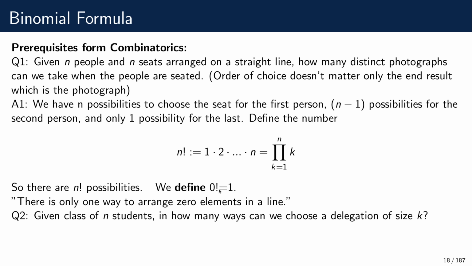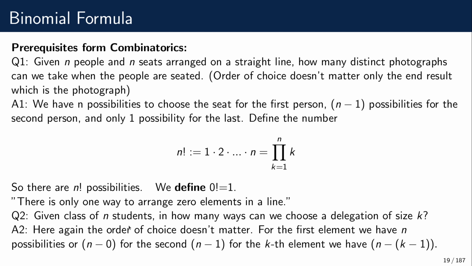Okay. So let us now ask another question. Suppose that we have a class of n students, and we ask the question, in how many ways can we choose a delegation of size k of these students? So suppose we have a class with n students, and we want to choose the football team. How many possible combinations of football teams could we have? How many choices? We can start applying the same reasoning again. For the first team member that we choose, we have n possibilities, but let's write this as n minus 0. It might look weird to write it this way, but it makes things easier. You'll see in a moment why.